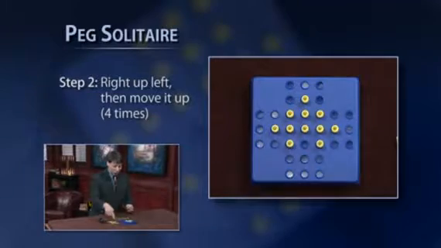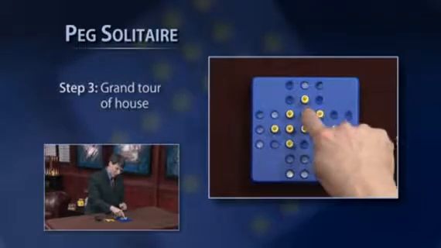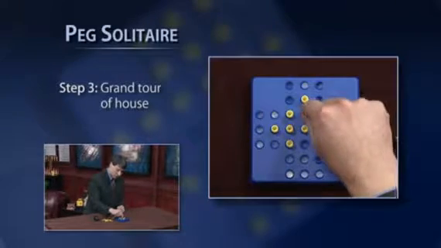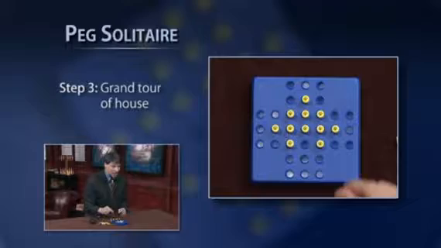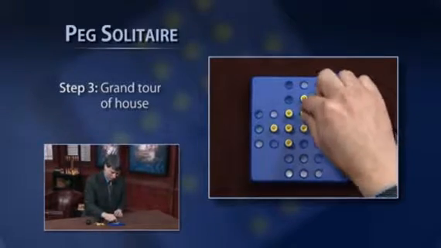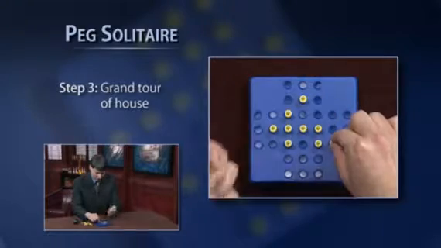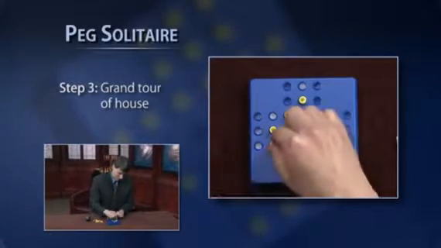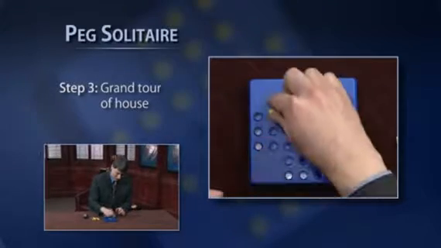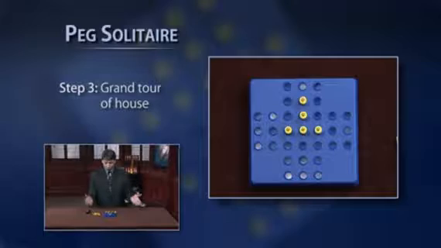Now we're going to clear the rest of the pegs by going to the attic in the house, and this piece is going to do a grand tour all around and annihilate most of the pegs. Here we go. We're going to jump here, and then here, and then here, and then here, and then here, and then here, ending up in this T formation.